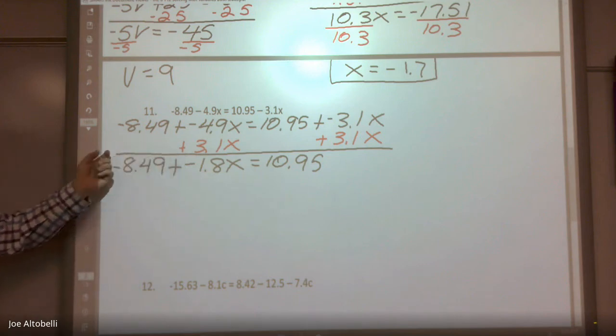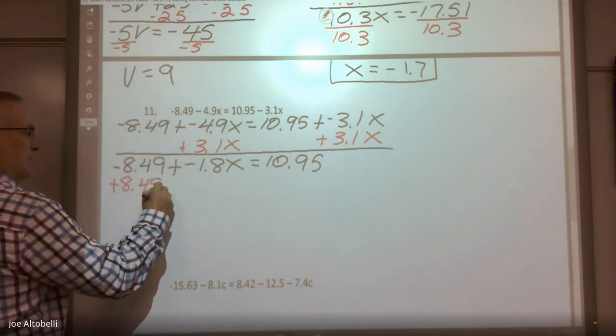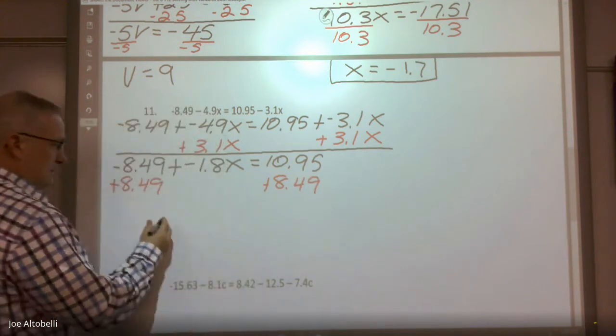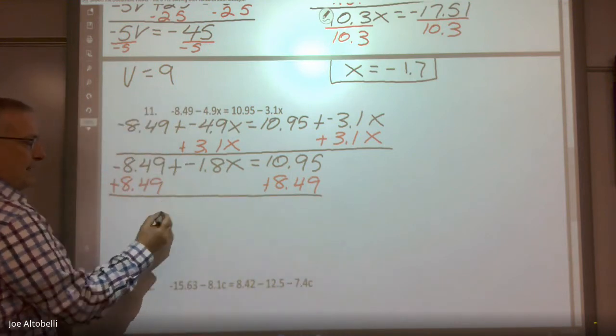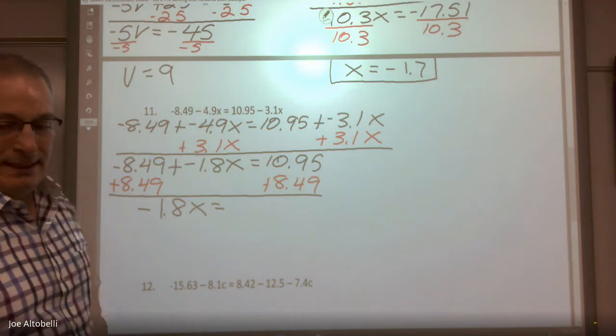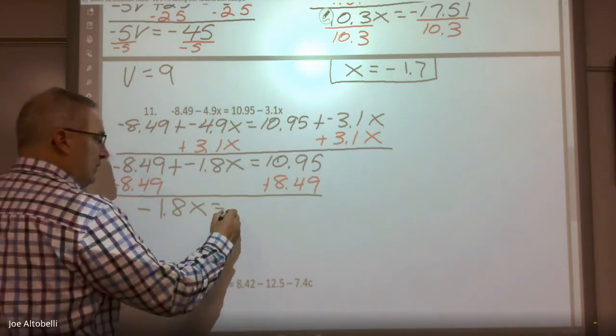Now, to get rid of the negative 8.49, I have to add 8.49. Add the 8.49. This zeroes out. You have to remember this negative. Negative 1.8x is equal to, and then that is 10.95 plus 8.49, and I get 19.44.